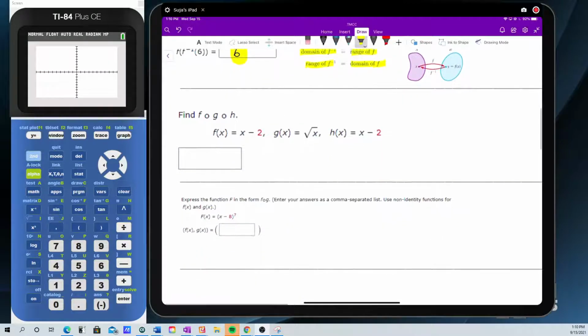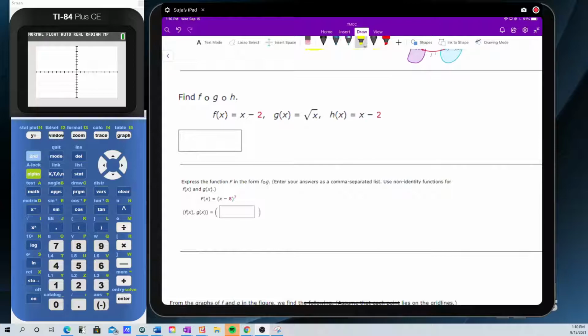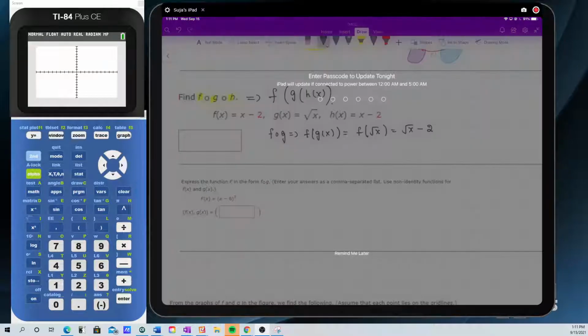Okay, and for the next one, here I'm composing three functions, f, g, and h. Again, the meaning of this is f composed with g of h of x. So first I'm going to do what f composed with g is, and then whatever I get, I'm going to compose it with h. So f composed with g is f of g of x, which is square root of x. Therefore, it's going to be square root of x minus 2. Now this function, I'm going to compose it again with h of x.